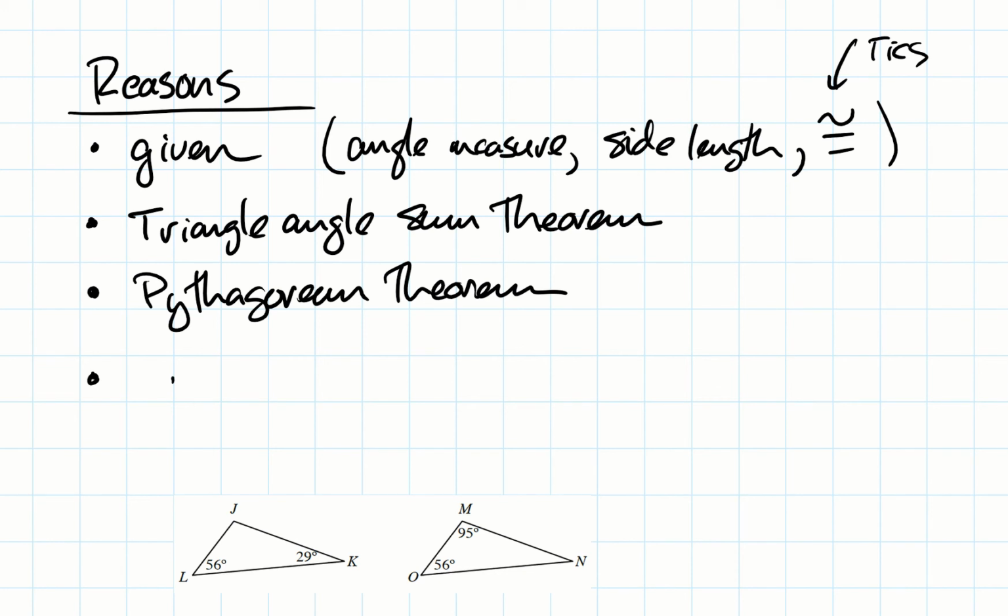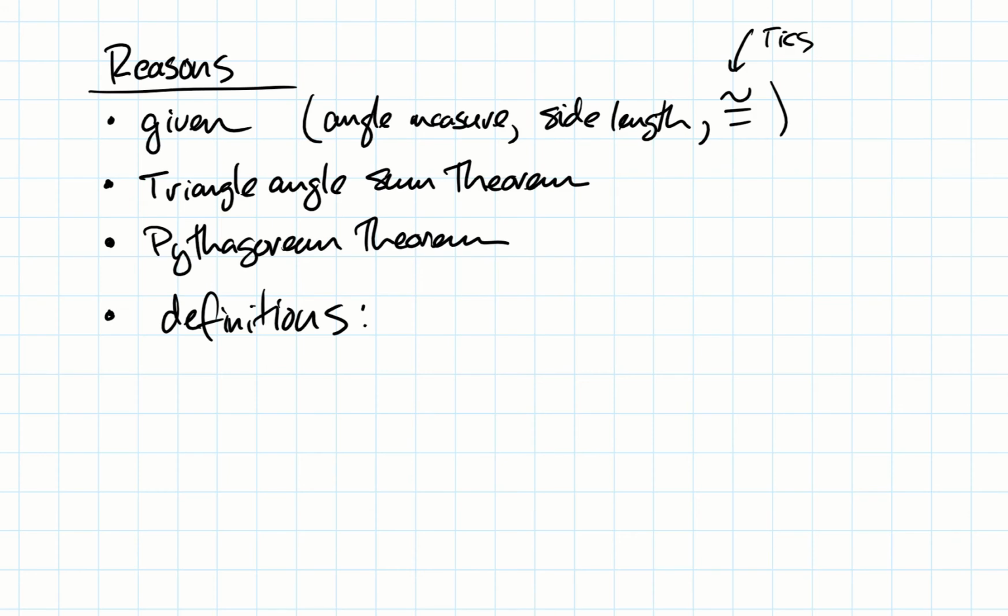We could also have some definitions, and there's several definitions here. Let me clear this out of the way. Some of the definitions we know is like the definition of congruent angles. Basically, two angles are congruent if and only if they have the same number of degrees. Definition of congruent segments: if you've got two segments that are both 10, you could say, hey, those segments are congruent. Two segments are congruent if and only if they are the same length.